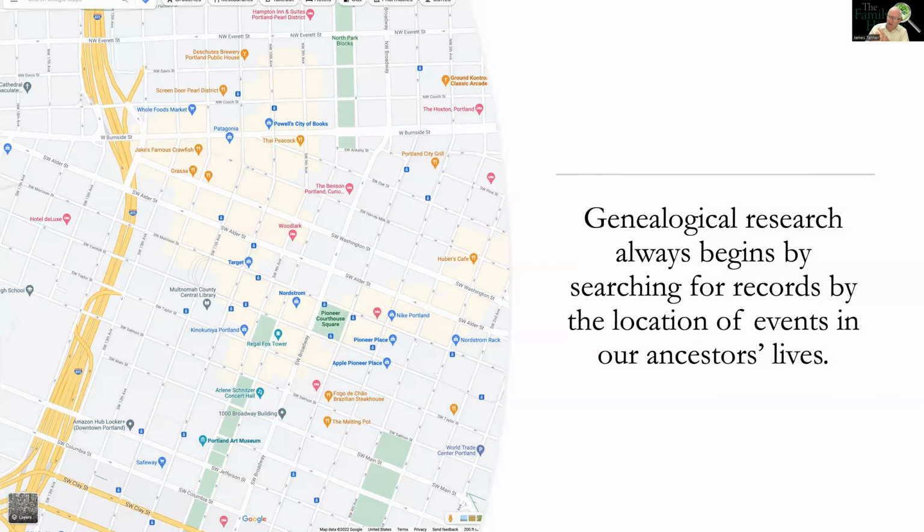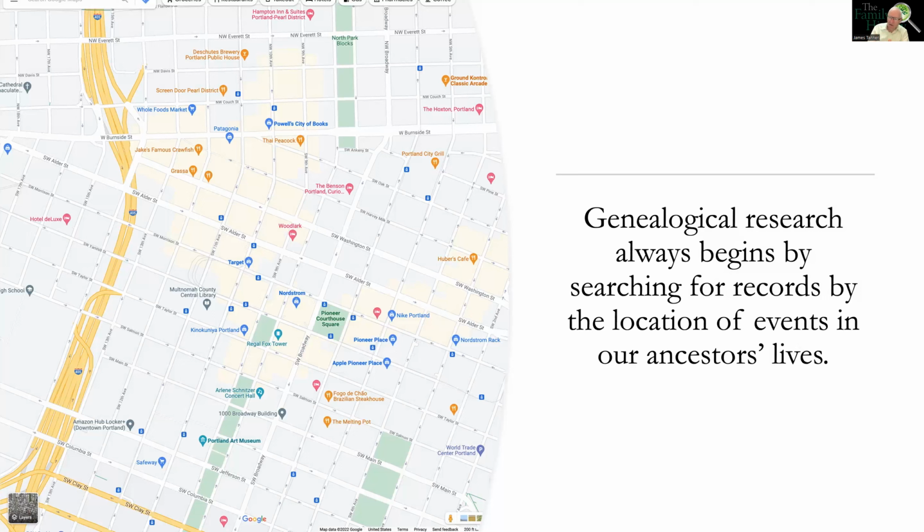So we start genealogical research by searching for the records by the location of the events in our ancestors' lives. So we have to know something about our ancestors. We have to have a place attached. If they came to the United States at a certain time, let's say in 1923, and they came to New York, best chances are they came through one of the seaports in the United States.